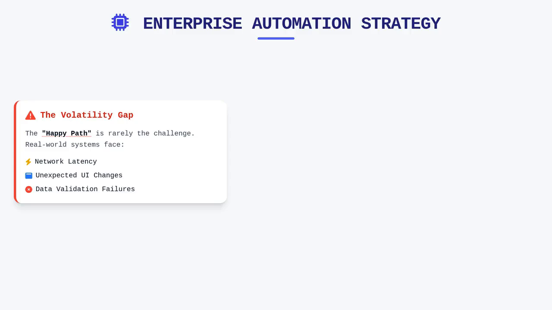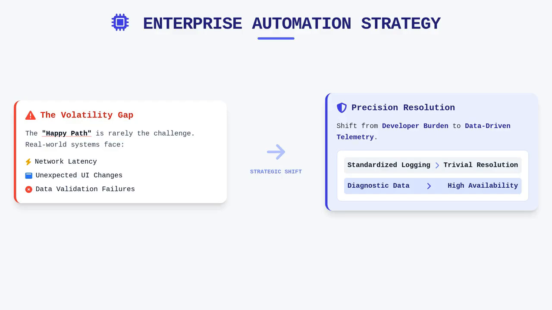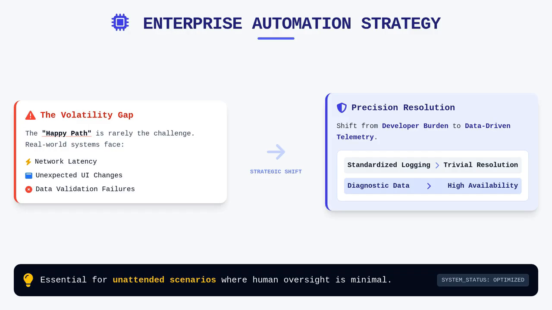A sophisticated enterprise automation does not merely fail, it communicates its failure states with enough precision to make the resolution trivial for support personnel. By implementing a standardized logging framework, you shift the burden of proof away from the developer and toward a data-driven model, where diagnostic telemetry speaks for itself. This practice is essential for maintaining high availability in unattended scenarios where human oversight is minimal.